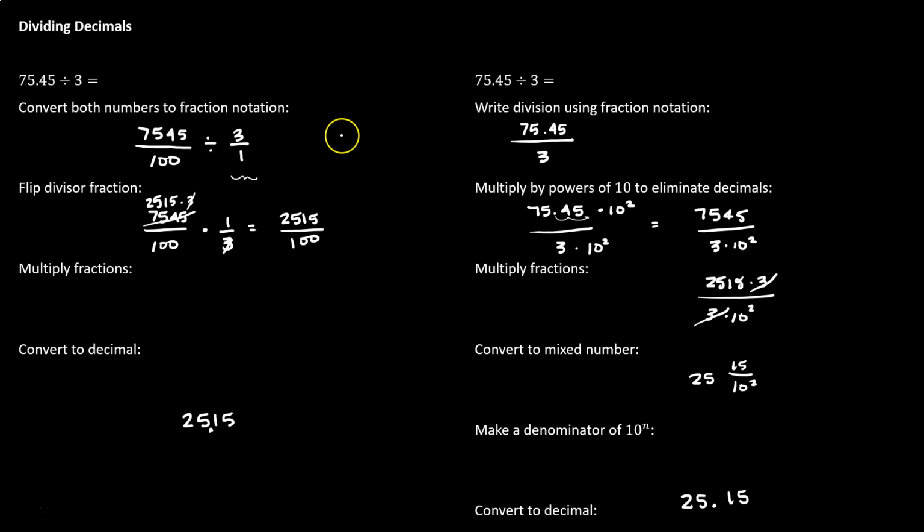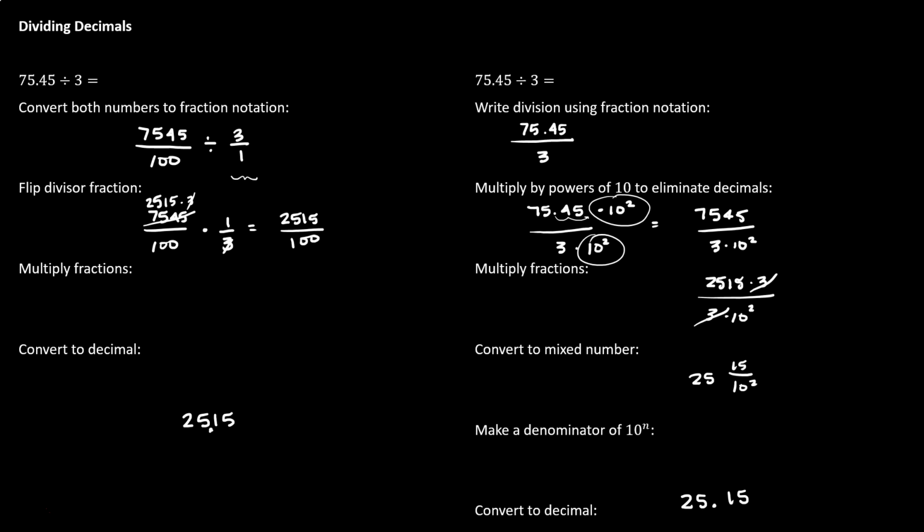In one method, we converted both numbers into fractions and business as usual, same stuff we learned in the fraction chapter. On the other hand, we converted our division problem into fraction notation, multiplied our numerators and denominators up so that we could get rid of the decimals. And then we carried on dividing as if they were whole numbers. And that's actually the most common way to look at division with decimals. Multiplying by powers of 10 to eliminate the decimal.